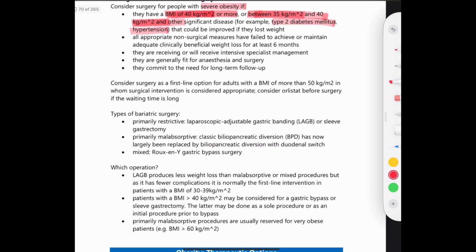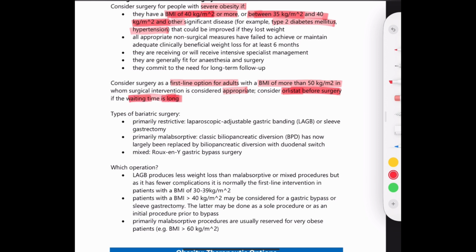Now, consider surgery as a first-line option for adults with a BMI of more than 50 kg/m², in whom surgical intervention is considered appropriate. Okay. Consider orlistat before surgery if the waiting time is long.